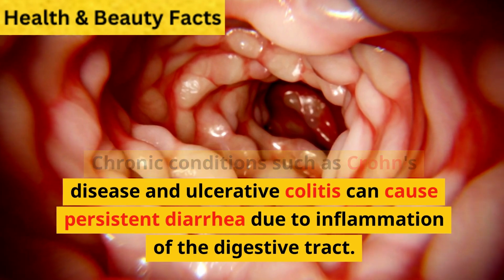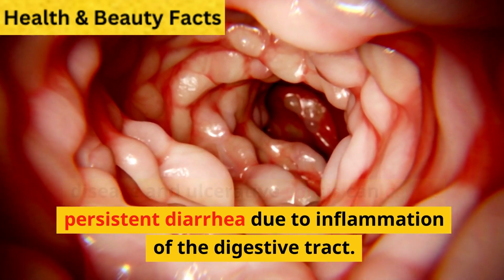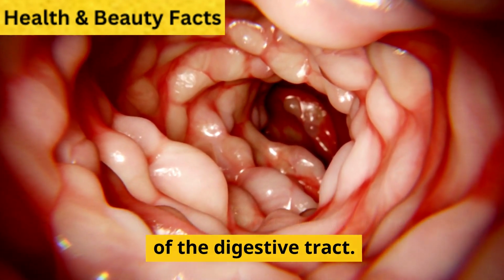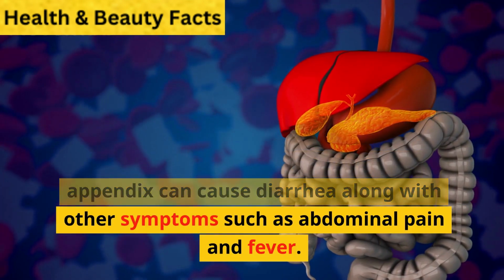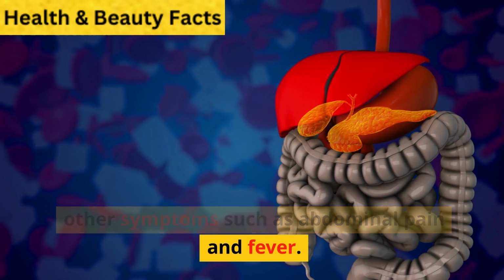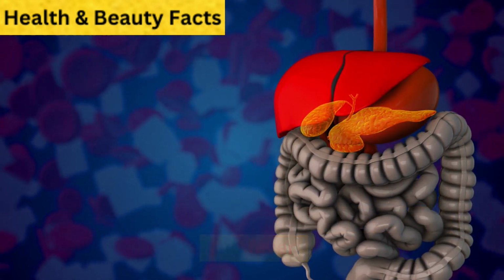Inflammatory bowel disease, IBD. Chronic conditions such as Crohn's disease and ulcerative colitis can cause persistent diarrhea due to inflammation of the digestive tract. Appendicitis. Inflammation of the appendix can cause diarrhea along with other symptoms such as abdominal pain and fever.